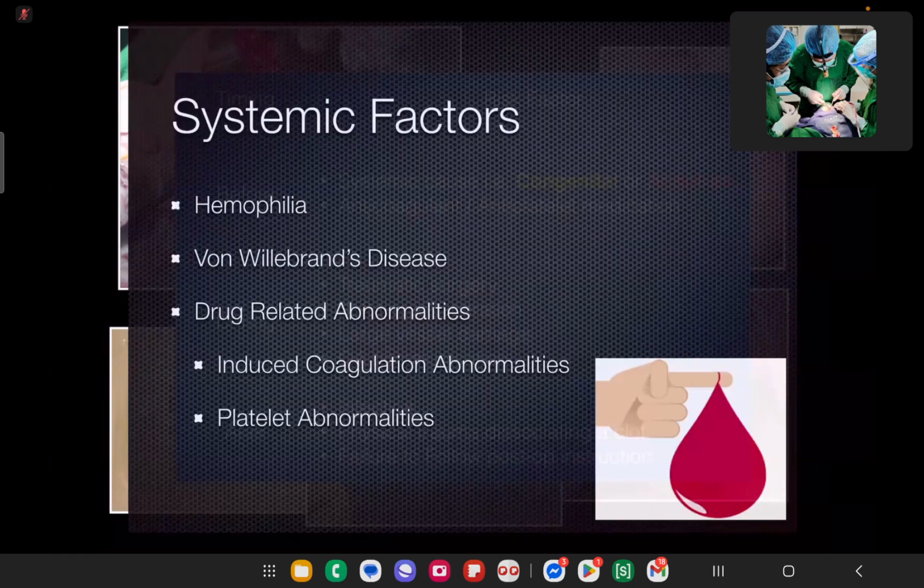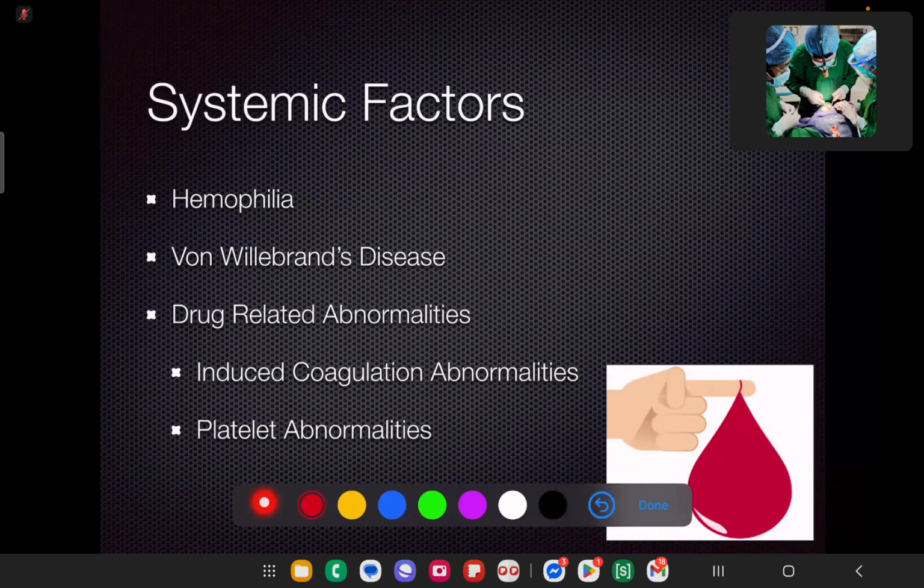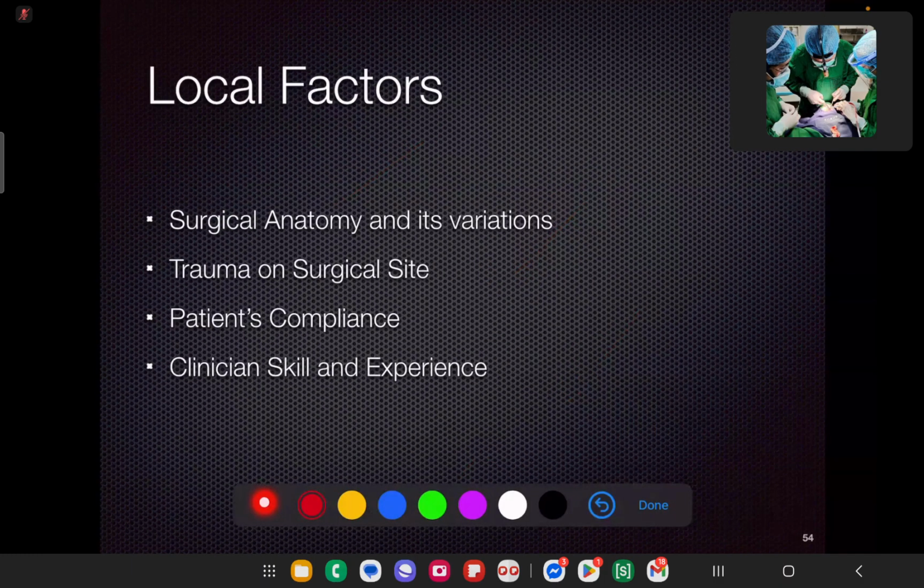Okay. Now, when you say systemic factors, it could be any of the following. It means that it's because of the body. Either the patient is hemophiliac or the patient has von Willebrand disease. And of course, there would be also drug-related abnormalities such as your induced coagulation abnormalities and of course, your platelet abnormalities.